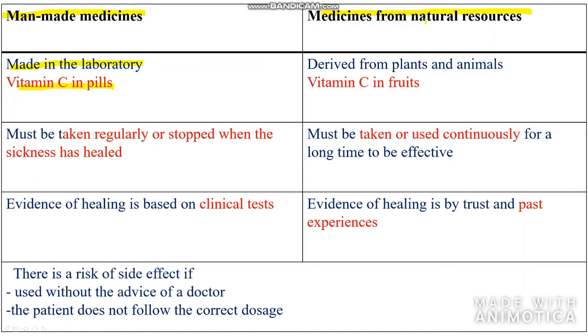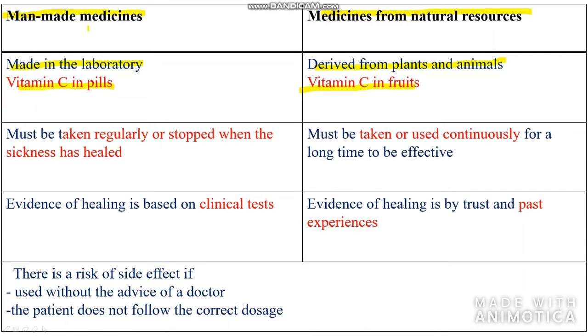Kalau untuk medicine for natural resources maksudnya kita ambil daripada tumbuh-tumbuhan ataupun binatang. So we derive from plants and animals, for example, vitamin C in fruit, banyak buah-buahan yang memiliki vitamin C seperti orange ataupun lemons.